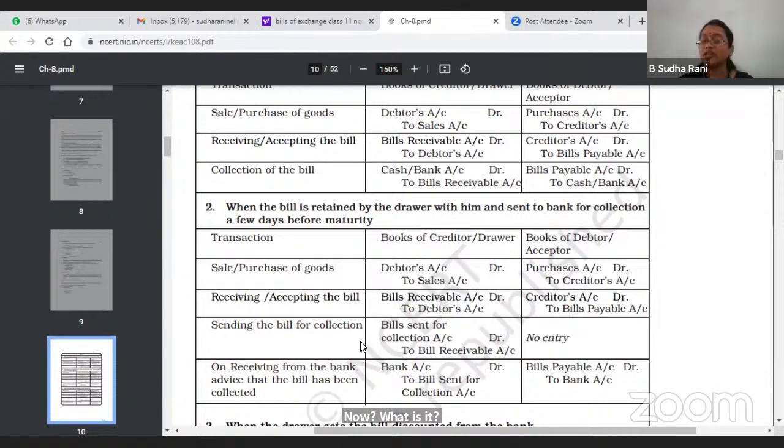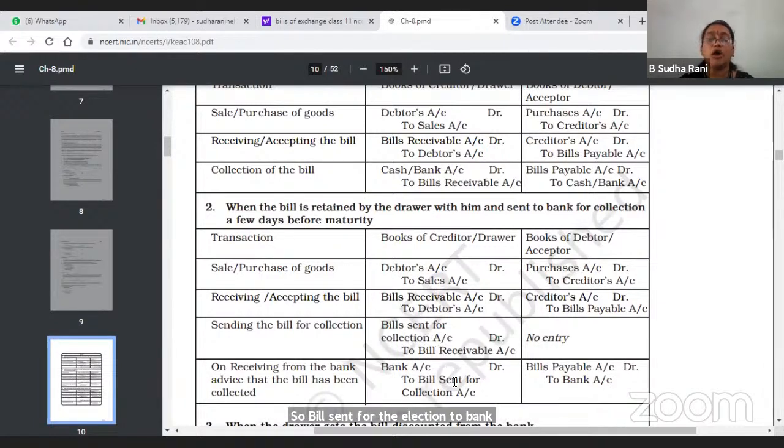Is drawee anywhere related? No. So in the drawee's book, for sending the bill, we will not write any entry. So no entry in the drawee's book. But in the drawer's book, you can write bill sent for collection account debit to bills receivable, because the bill is not with him. Bill has gone where? To bank. For what? Collection. So bill sent for collection account debit to bills receivable.